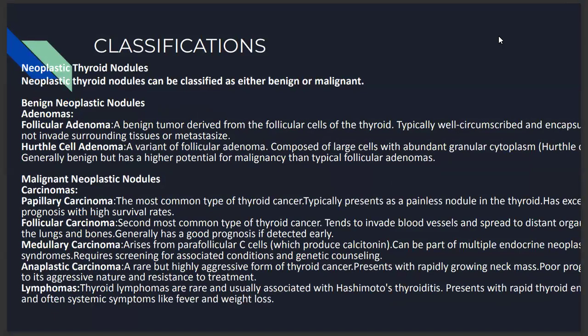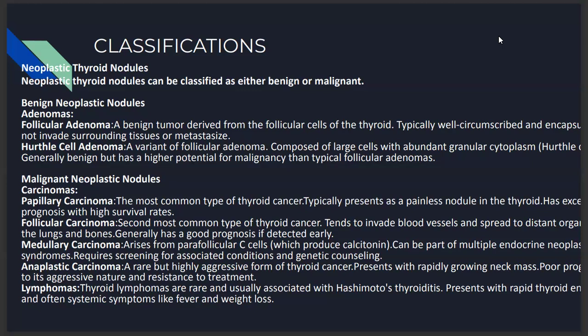Neoplastic thyroid nodules can be classified as either benign or malignant. Under benign neoplastic nodules, we have the adenomas. Follicular adenoma is a benign tumor derived from the follicular cells of the thyroid, typically well circumscribed and encapsulated, and it does not invade surrounding tissues or metastasize.